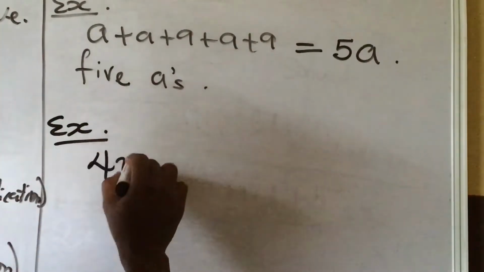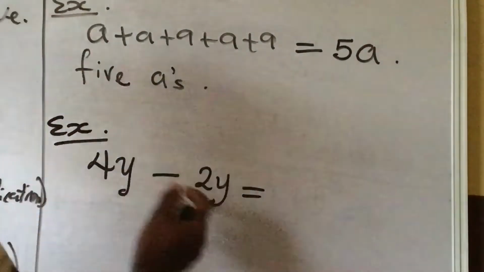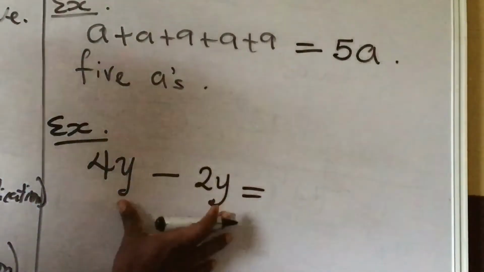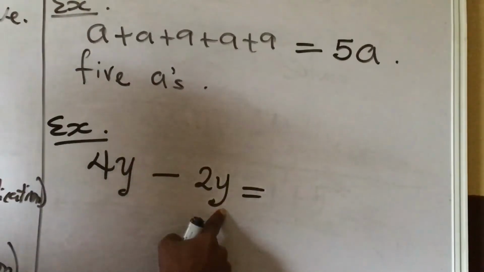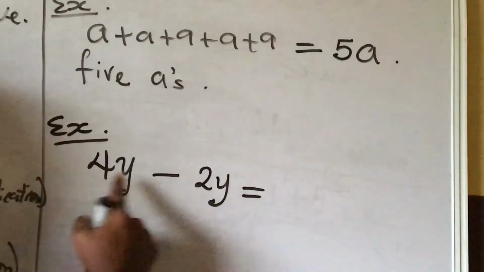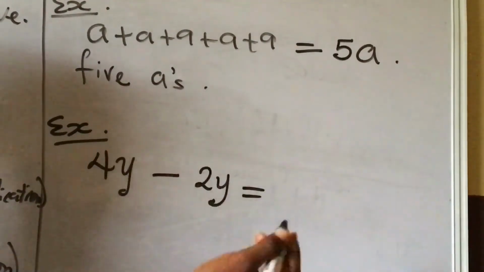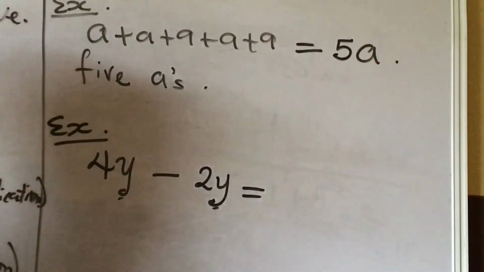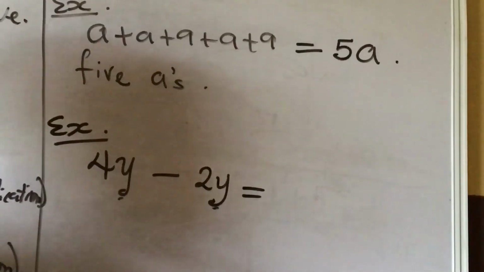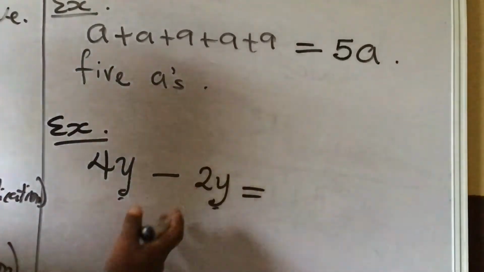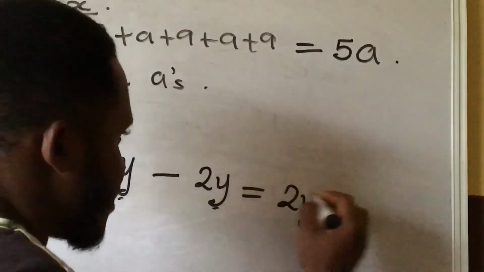Here we have 4y minus 2y. What is this going to give us? This is the subtraction aspect of algebra. This is 4y. This is 2y. Alright? This 4y can subtract 2y because they are both of the same family. And what's the family? y and y. Do you get it now? So I can say 4y minus 2y is just basically saying 4 minus 2. So 4 minus 2 is going to give me what? 2y. Do you get it now? So my answer is 2y.